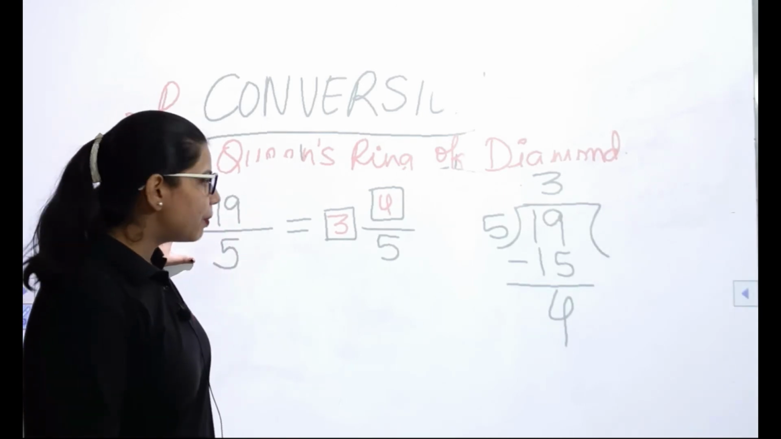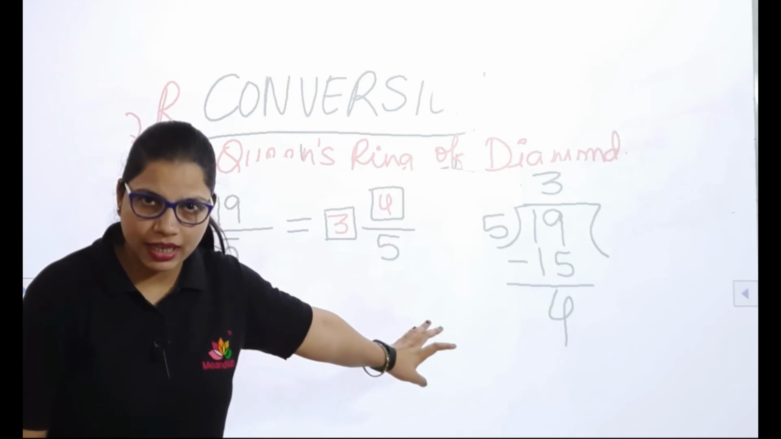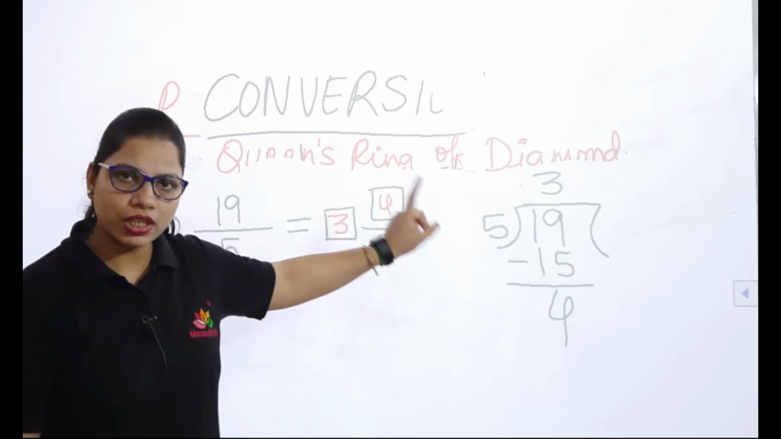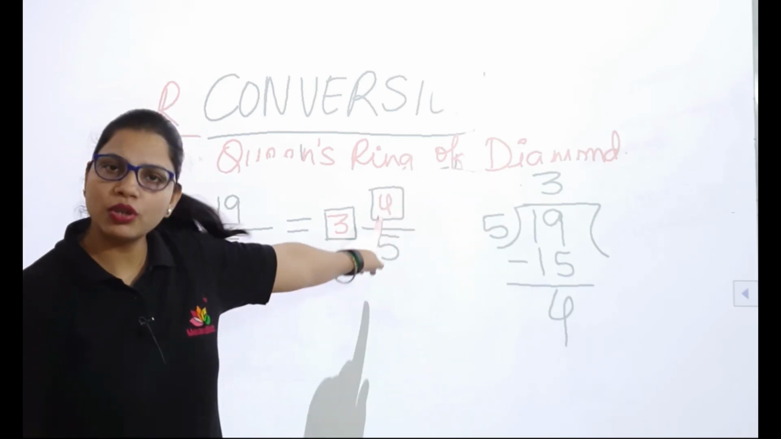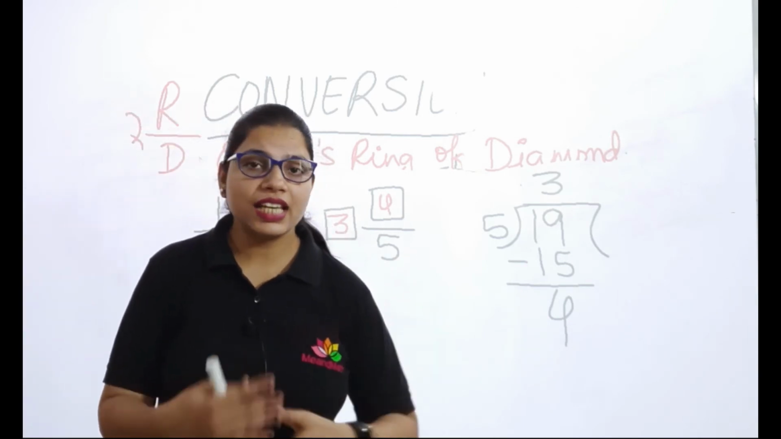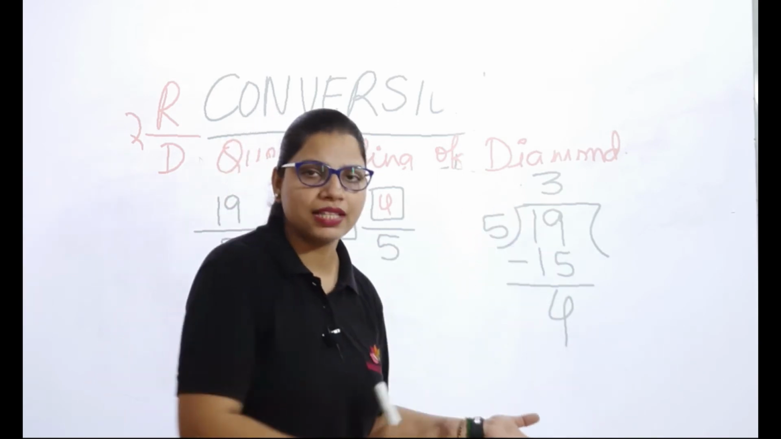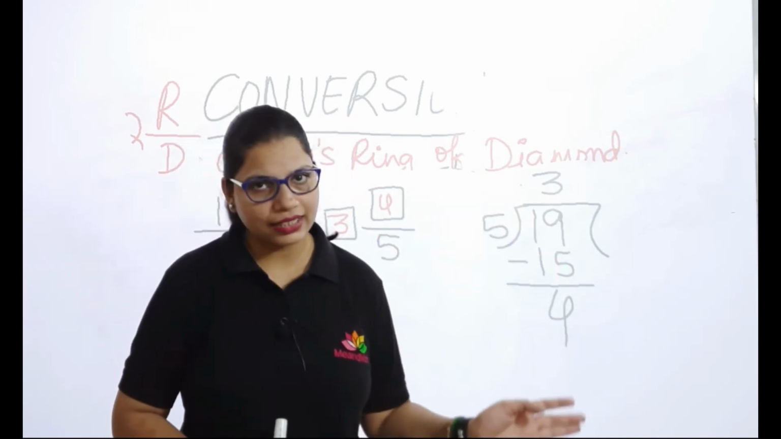हमने improper number लिया, उसको divide किया, उसको queen's ring of diamond के हिसाब से place कर दिया: quotient को queen की place पर, remainder को ring की place पर, diamond हमें पहले ही पता था. Now this is the process to write an improper fraction to mixed. Improper fraction को mixed में लिखने का ये तरीका था.